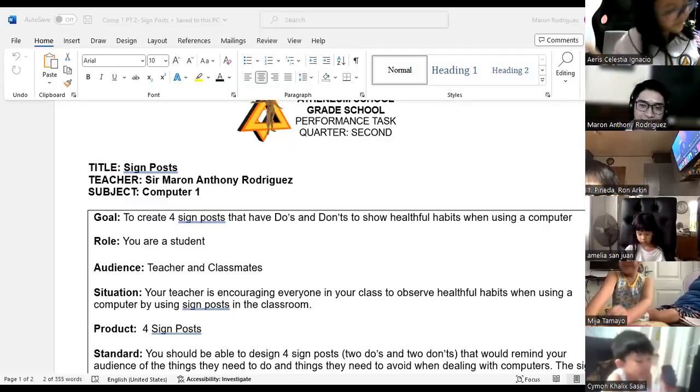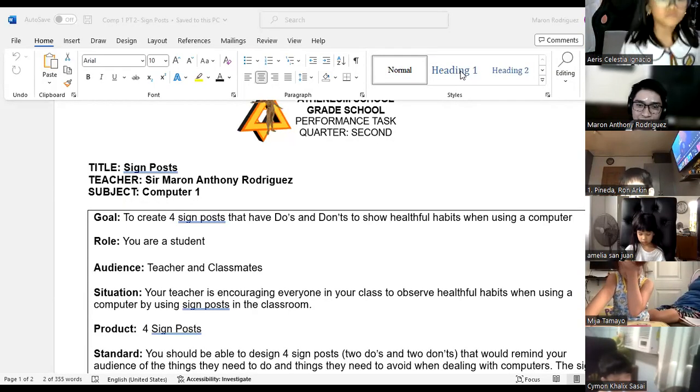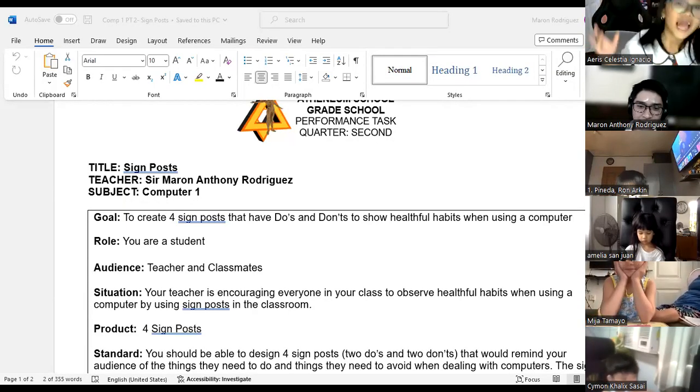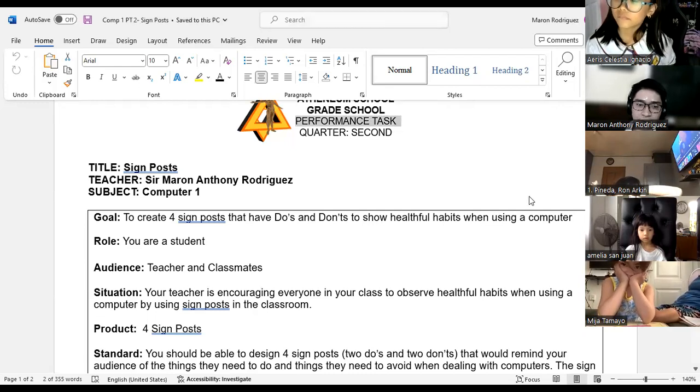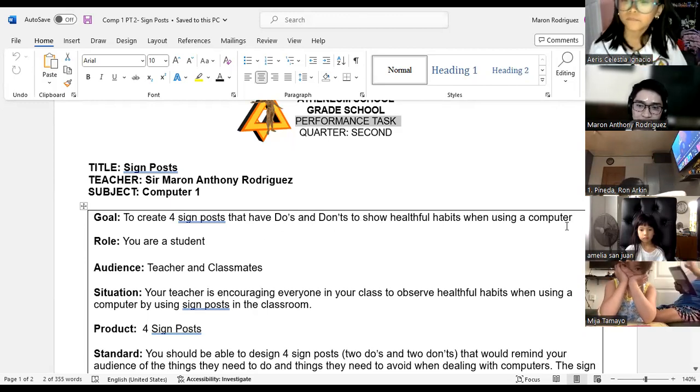All right. So here we go. Your second PT for this quarter is entitled Signposts. Okay? And in this PT, your goal is to create 4 signposts that have do's and don'ts to show helpful habits when using a computer. So again, this computer signpost should have do's and don'ts, just like what we have discussed just now.